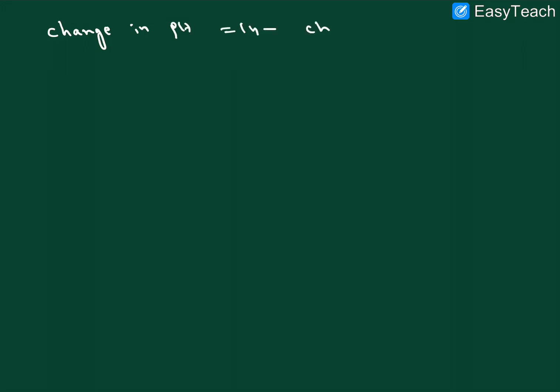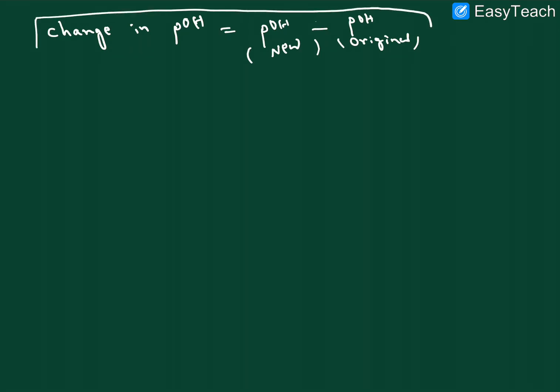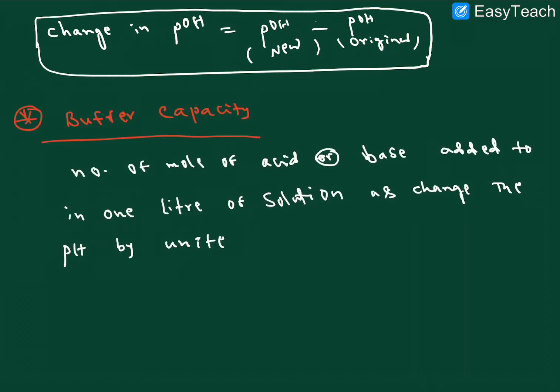Right, next one. Change in pH is equal to 14 minus, sorry, here what we get is the new pH. Actually this is a pOH base now. So the change is pOH new minus pOH original solution. So this is the actual formula for the change in pH. I hope it is clear. So this is related information about buffer solutions.